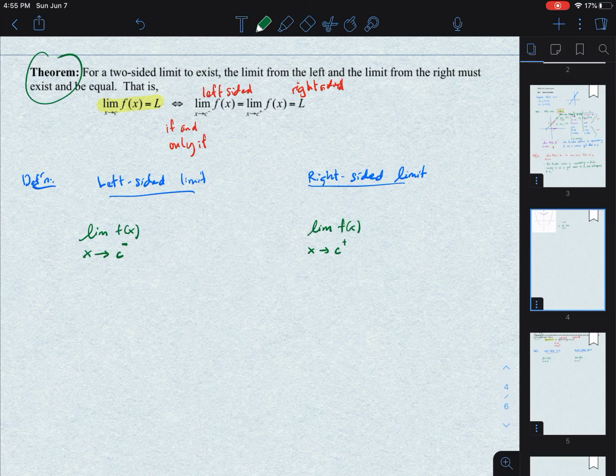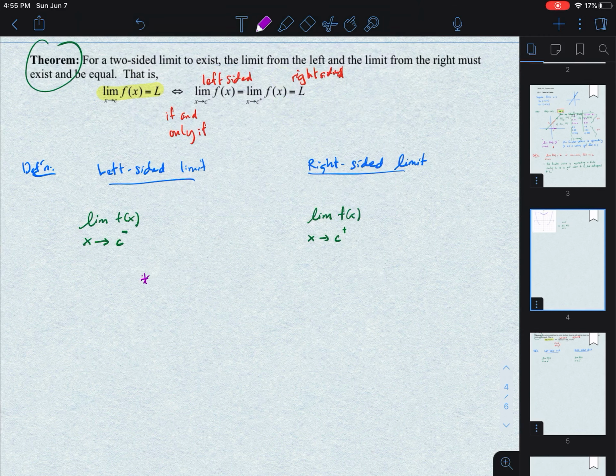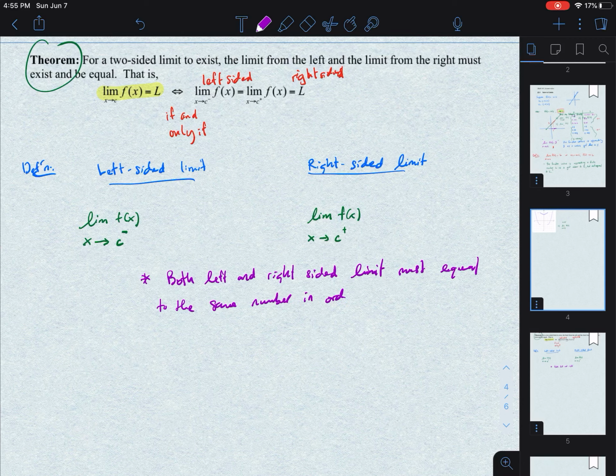So what this theorem is saying is that in order for the limit to exist as x approaches this number c from both sides, both the left and right side limits must equal the same number in order for the limit to exist as x approaches c.